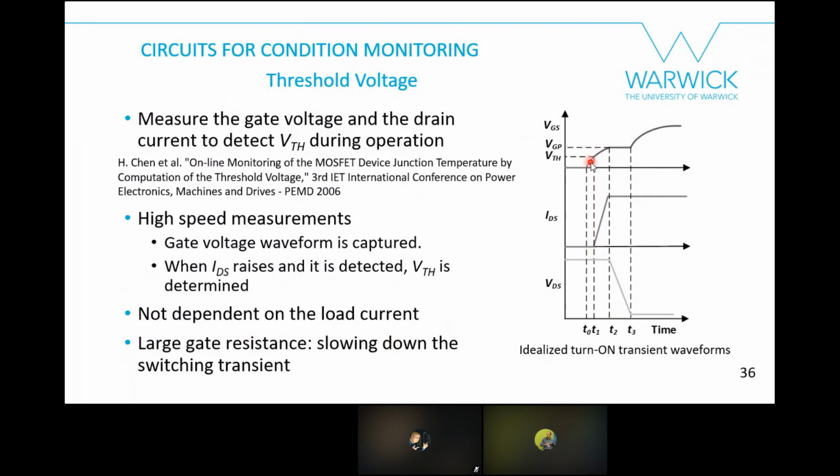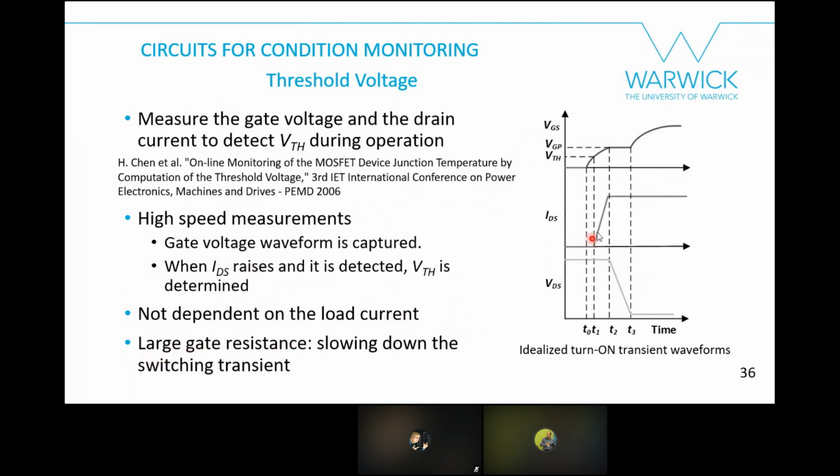It's just the moment when the current starts to rise. You will require high-speed measurement circuits. You have to sample the gate voltage with a very fine resolution, and also measure the current with fast timing. You have to detect just when the current rises, and then you sample the gate voltage. That's your threshold voltage. It's not dependent on the load resistance and the load current.